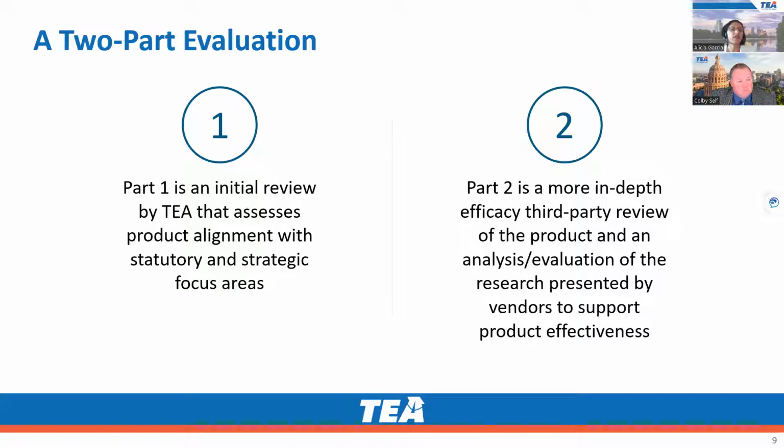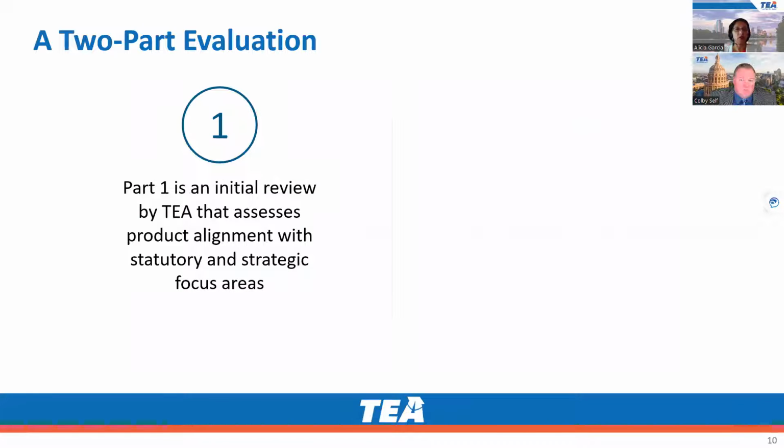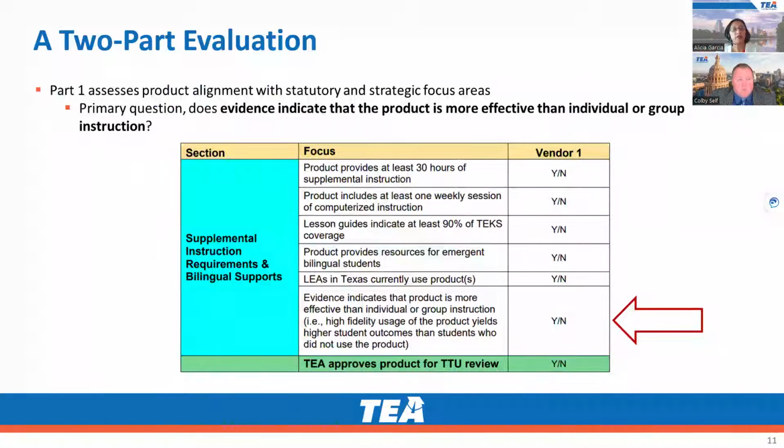Thank you, Kobe. So the evaluation of this product was a two-part process. And so the next slide will tell you a little bit more about the first part. TEA conducted an initial review of the content that the vendor submitted. So in the first part, we just looked to ensure that the product aligned with statutory requirements. Did the product provide at least 30 hours of supplemental instruction? Did the product provide guides that were aligned to 90% of the text? Did the product provide resources or supports for emergent bilingual students? And did we have presence in Texas schools with this product?